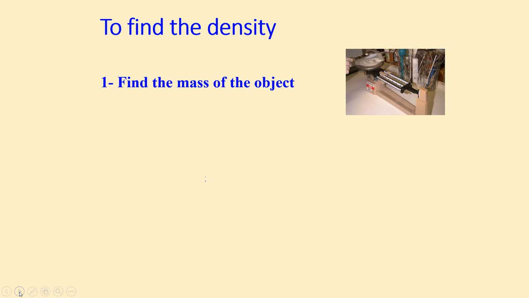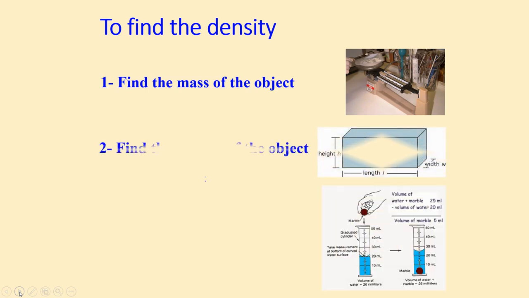The first is we need to find the mass of the object. This can be done by using a triple beam balance or an electronic balance. The second thing that we need is the volume. If you have a regularly shaped object like a rectangular prism or a cylinder, then you can just use the mathematical formulas to calculate their volume.